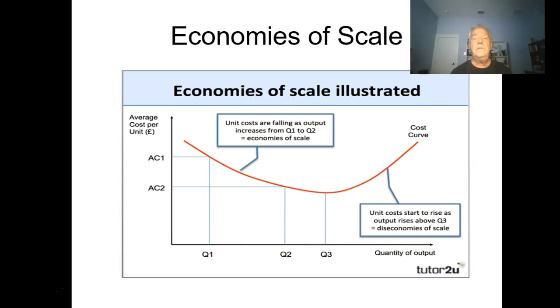So this is a graphic representation of what we just talked about in the lecture. Okay, so the cost curve comes down as we produce more and more units, but at some point in time, that curve will start to increase when we've passed our optimum point.